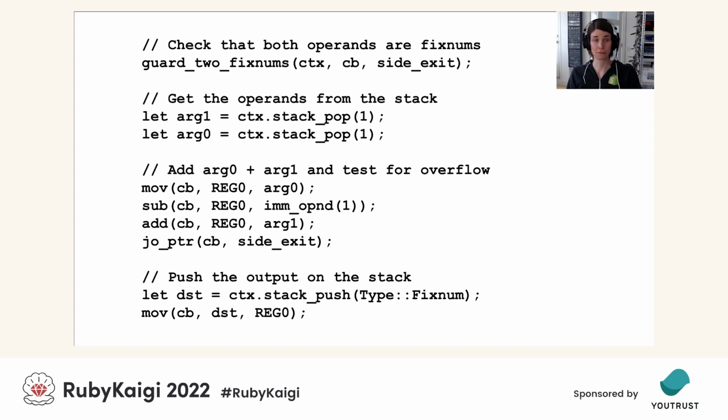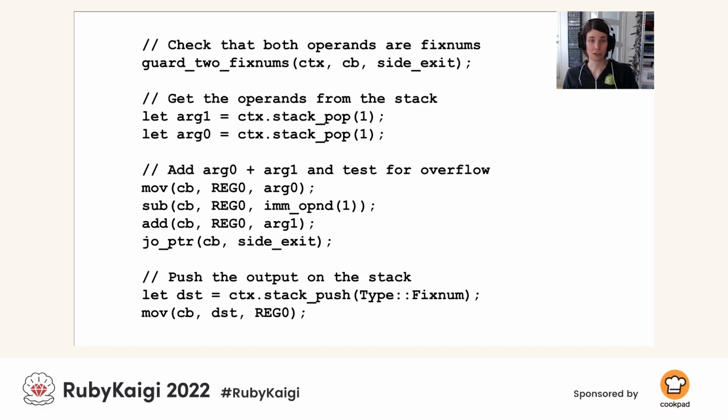And so in terms of interfacing with the backend, here I have a list of code with YJIT prior to the implementation of the new backend. So the first thing that we do is that we have a guard to check that both values are fixnums. Then we're going to read the operands a and b from the stack, so we're going to pop them off of the Ruby stack.